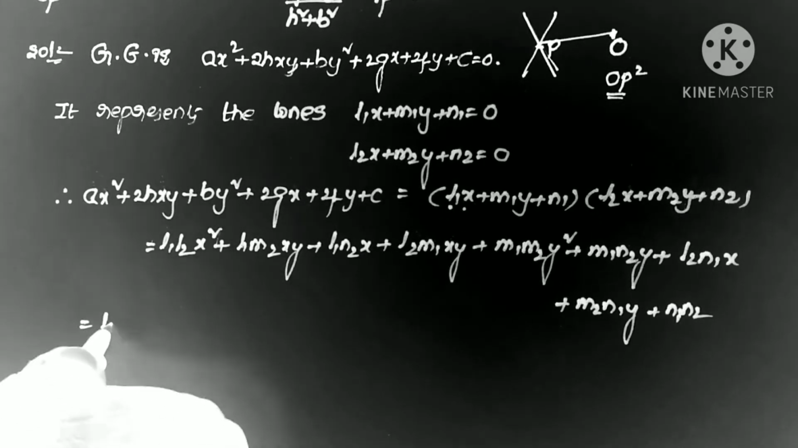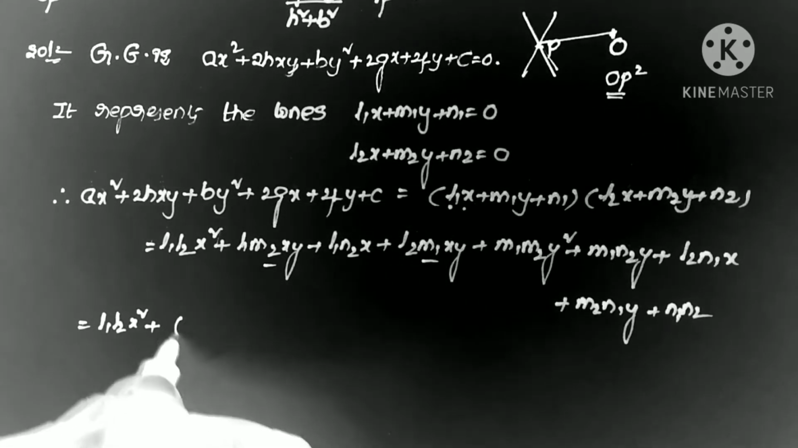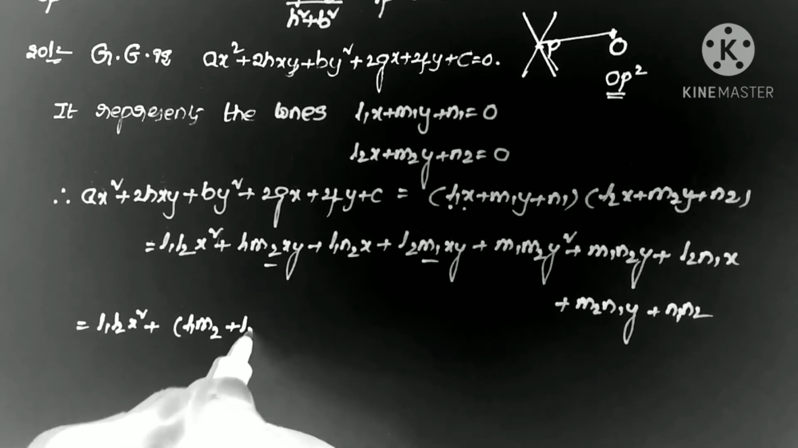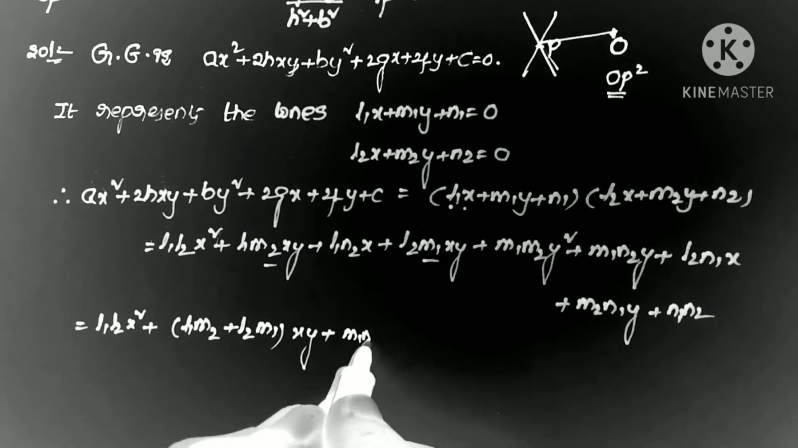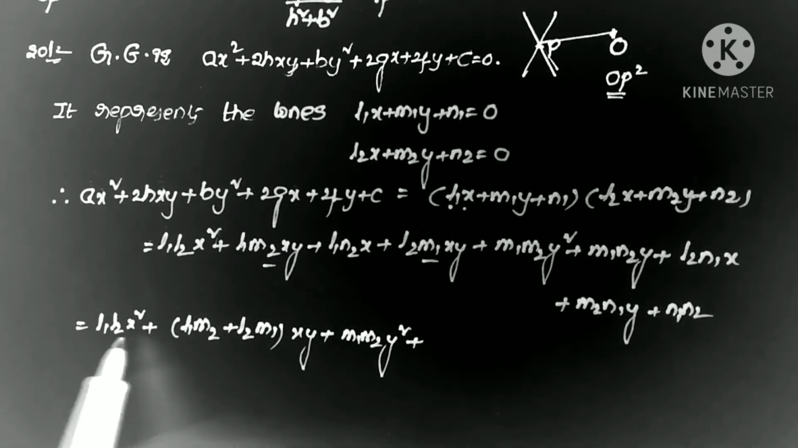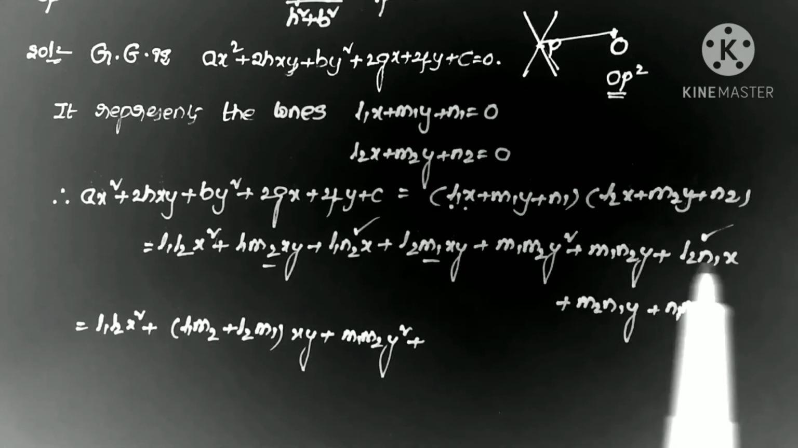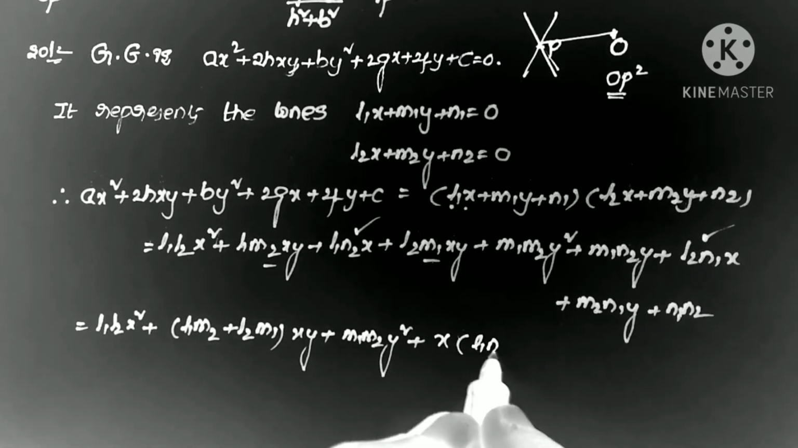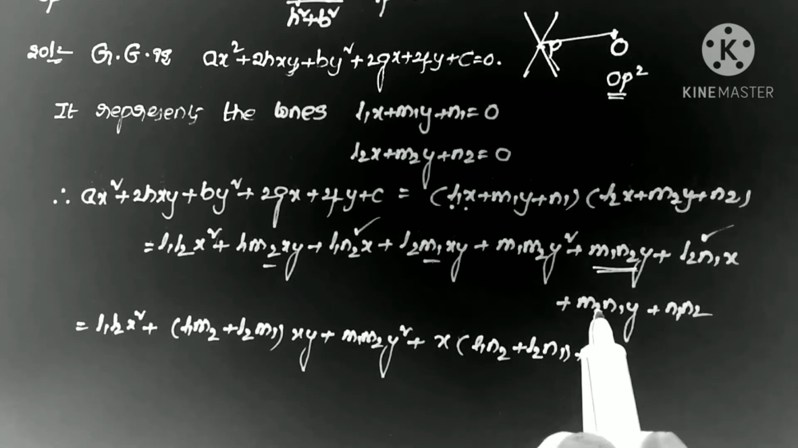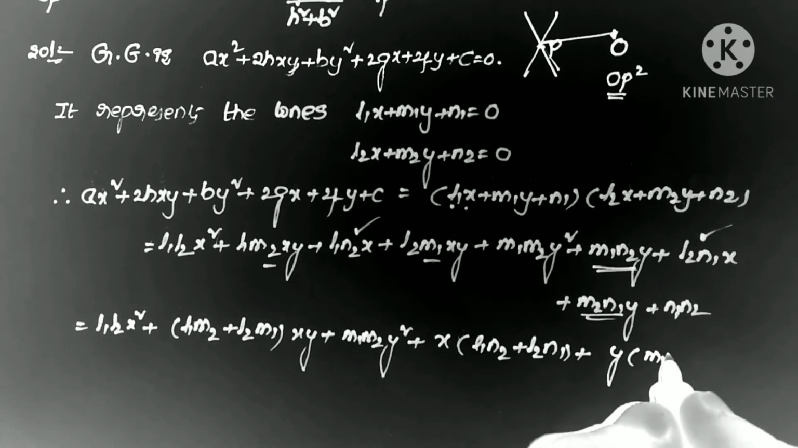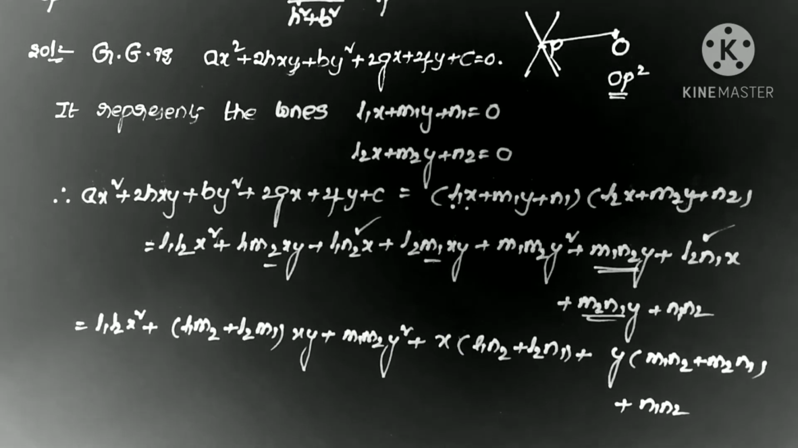Now this is equal to, first writing the x² term, L1L2x². Next the xy terms, taking xy common: (L1M2 + L2M1)xy. Next the y² term, M1M2y². Now the x terms, L1N2x and L2N1x, taking x common: (L1N2 + L2N1)x. Now the y terms, taking y common: (M1N2 + M2N1)y, plus the last constant value N1N2.